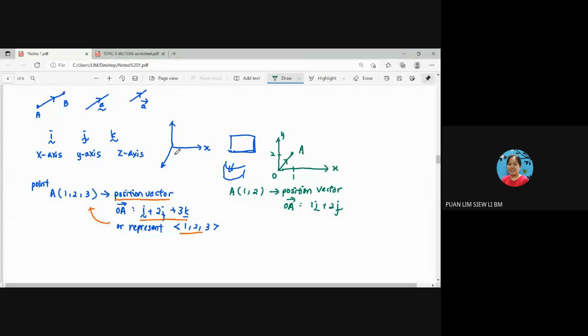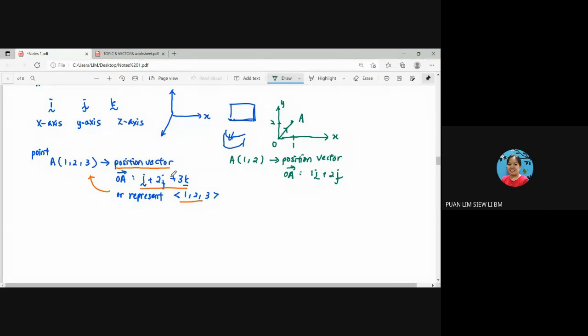Okay, so besides knowing how to change from coordinate to position vector, and from position vector back to coordinate, what else can we see from here? We can know its magnitude. I will give you an example. Magnitude of your vector means your length. When we talk about magnitude, we mean length. How long is this? The symbol is modulus OA.